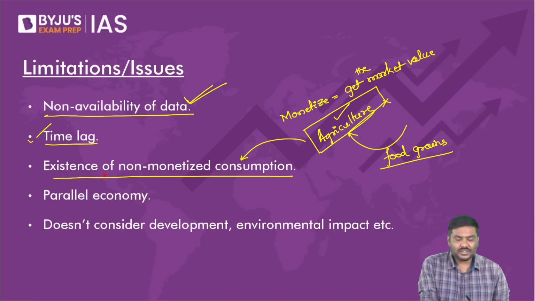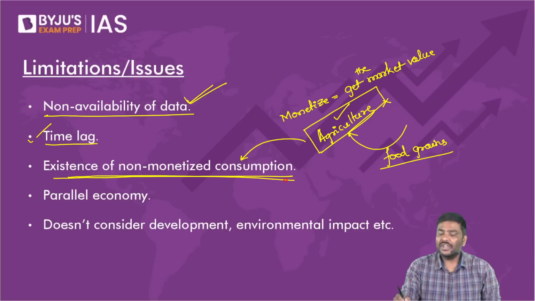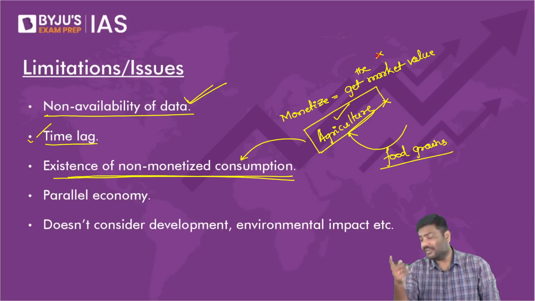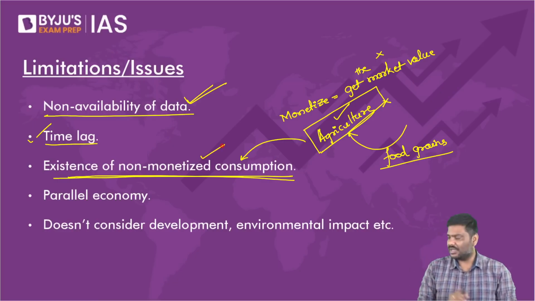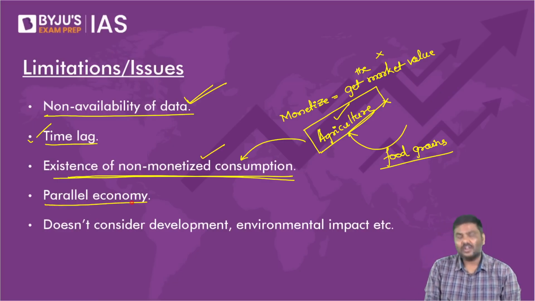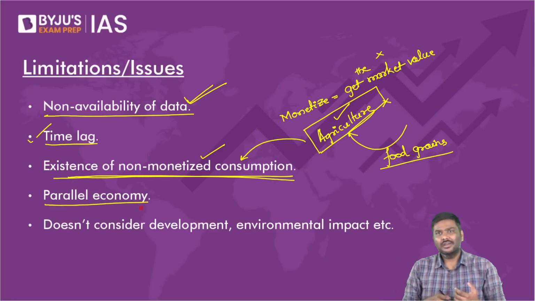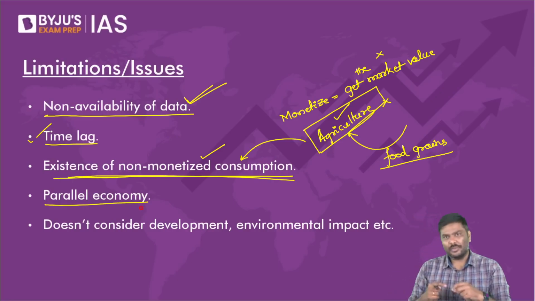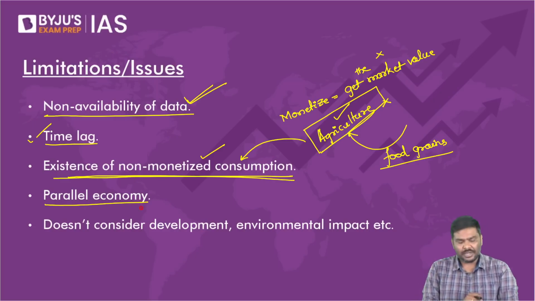So, this is the existence of non-monetized consumption. Labor is provided, but we are not able to get the market value for the labor services. Non-monetized consumption. The next one is the parallel economy. Tell me, black money, parallel economy. Can we calculate the presence of the parallel economy or black money in the calculation of GDP? No, that is also a limitation.